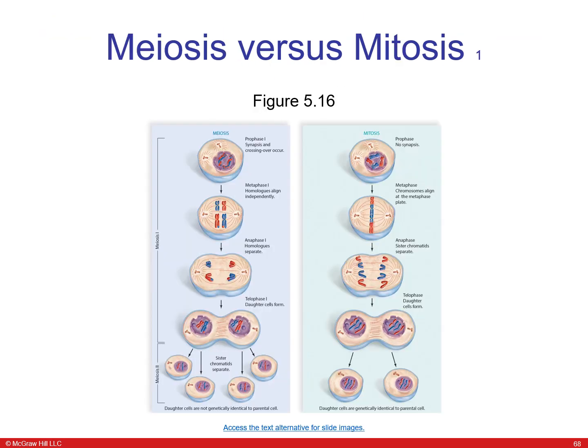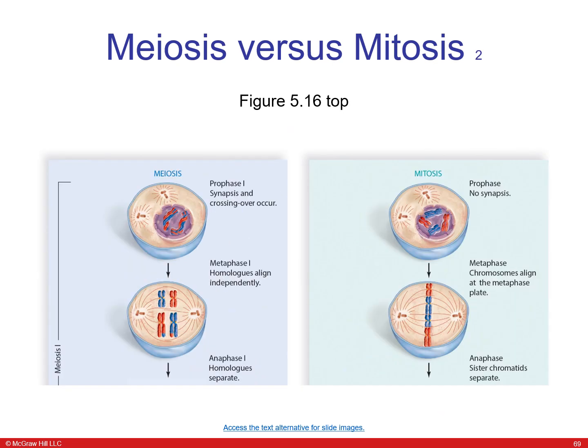So here is a diagram that you all can look at on your own, looking at meiosis versus mitosis. This is figure 5.16 from your book. And it shows how the cells progress through both meiosis and mitosis.